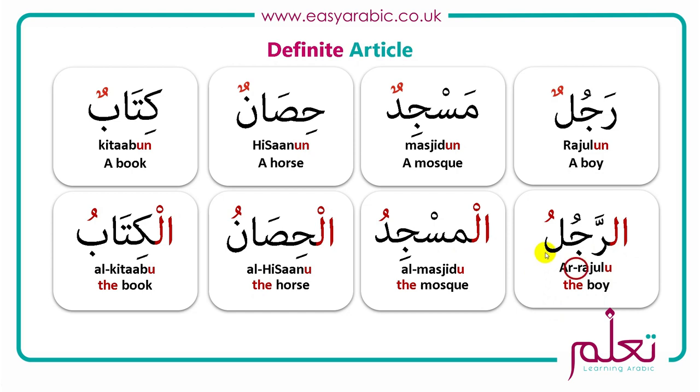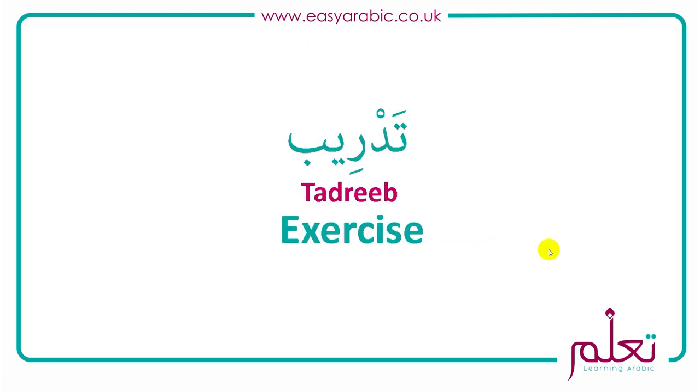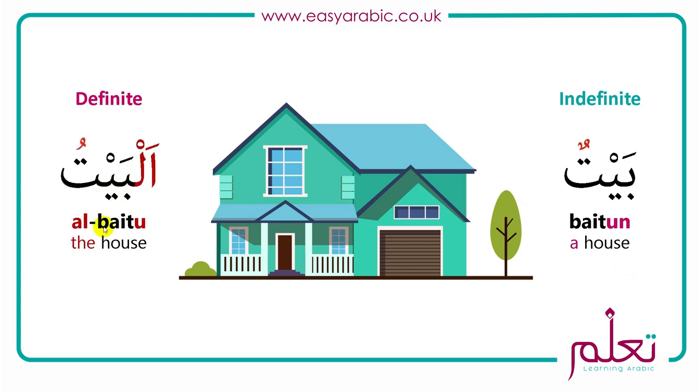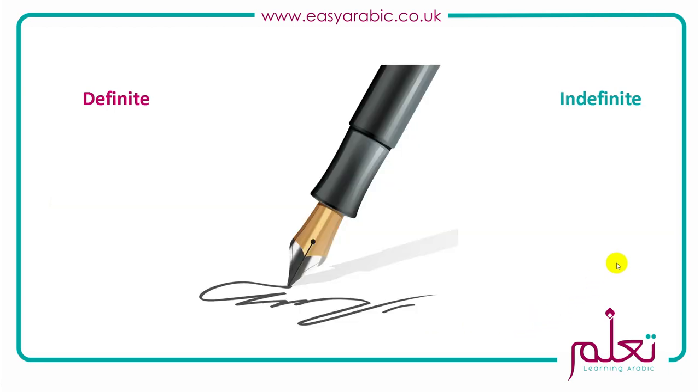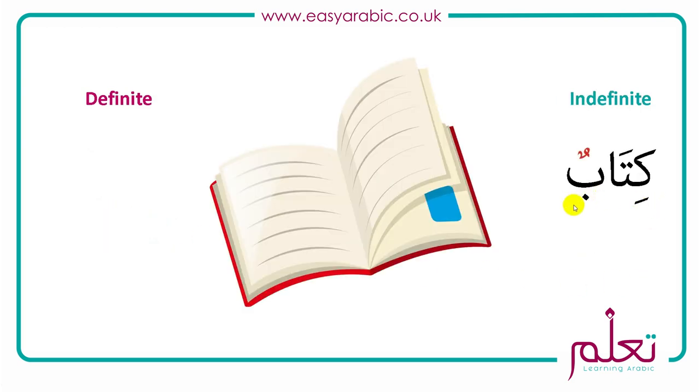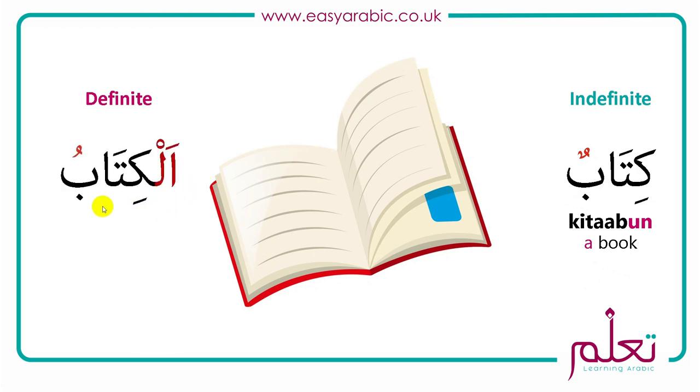Let's do some exercises. Tadrib. Try and read these out as practice, and again it's to help you increase your vocabulary. This is baytun, which is a house, becomes al baytu. Next one is qalamun, which is a pen, becomes al qalamu. Next one, kitabun, which is a book, becomes al kitabu.